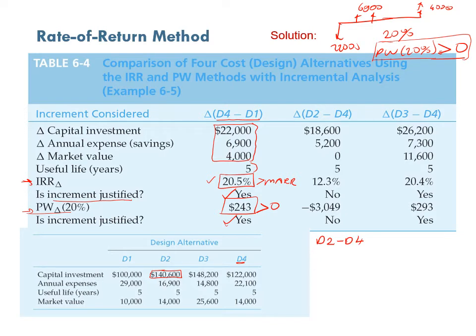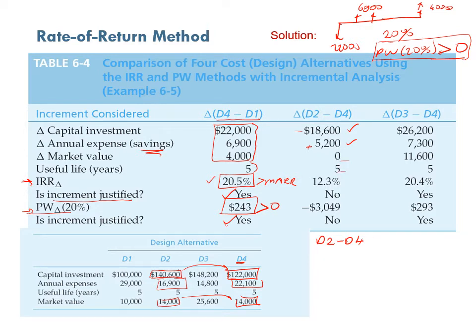Okay, so from this capital investment D2, I'm going to subtract the capital investment of D4, which makes 18,600. Again, from the annual expenses, from this 16,900, I will subtract 22,100. Again, it is positive 5,200, so it is a saving now. Okay, it is positive. This one is expense, it's negative. And the market value, if I subtract this one, it is 0. Useful life is 5 years.